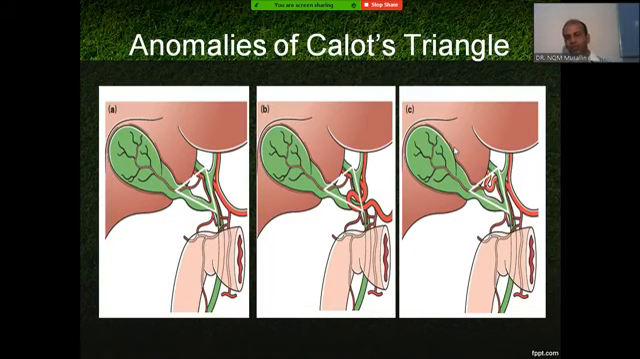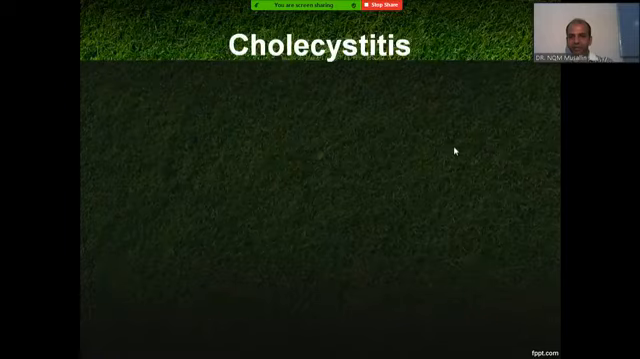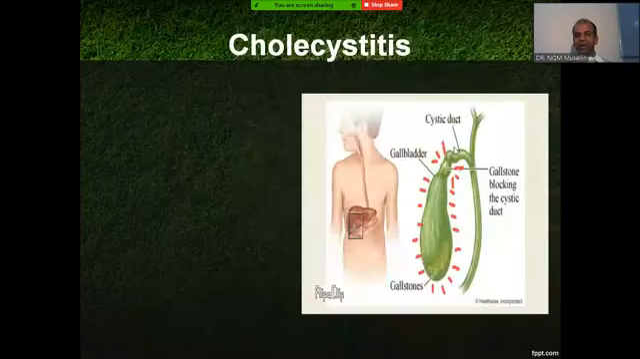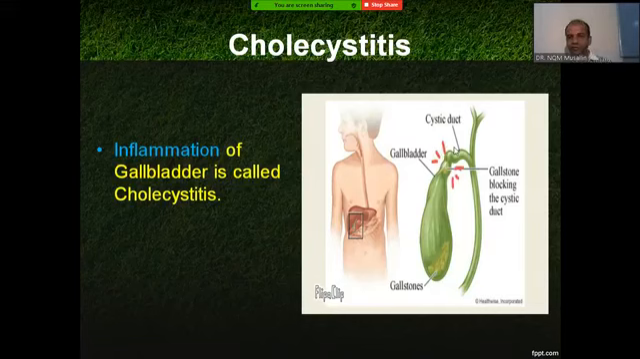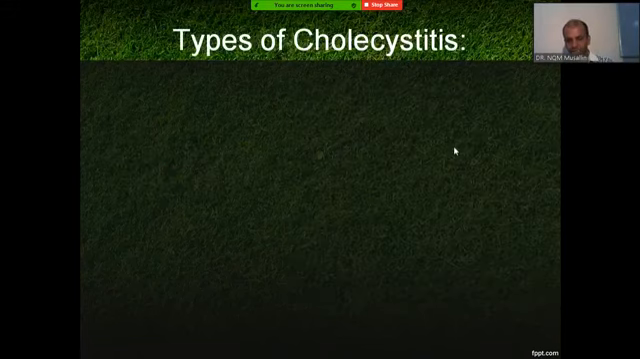So everyone should know the dangerous complications of Calot's triangle, about the turn of the common hepatic artery or right hepatic artery. Now our most common condition is cholecystitis. Do you know what cholecystitis is? Cholecystitis has a simple definition: inflammation of the gallbladder is called cholecystitis.